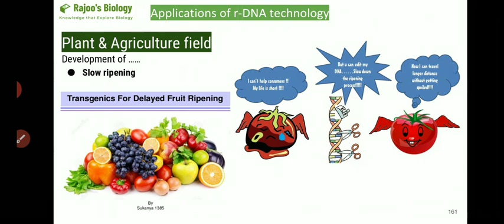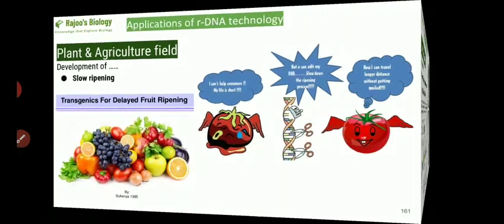Similarly, the skin of fruits and vegetables is very thin. Due to thin skin, they also get damaged during handling and transportation. So some genes are modified which increase the thickness of the outer skin and make the fruits very tough to damage. This way, in plants and agriculture, the modification of fruits and vegetables by changing their ripening time and skin is advantageous nowadays.